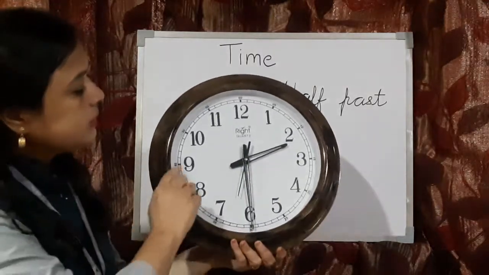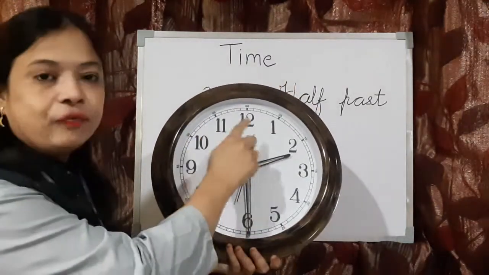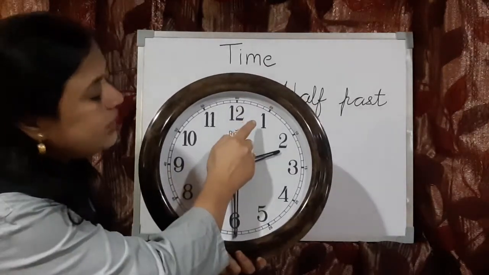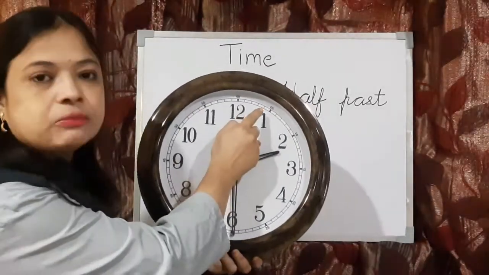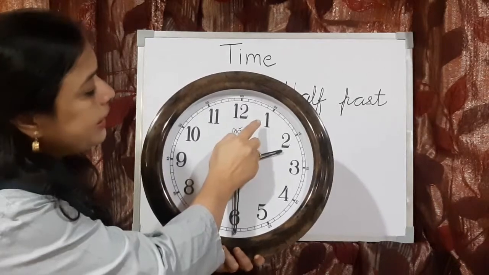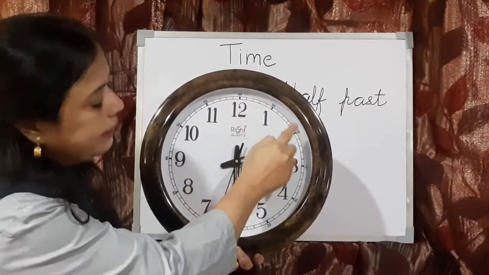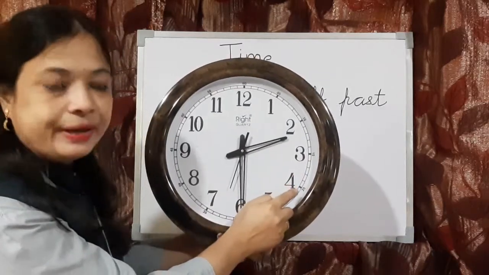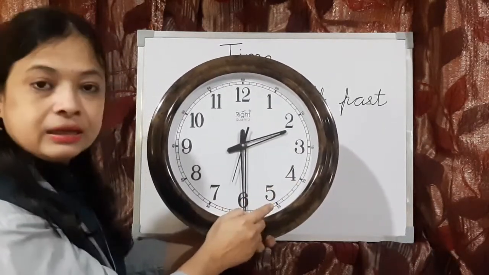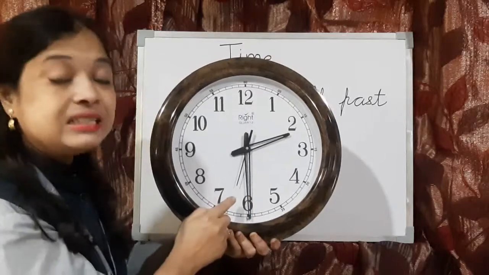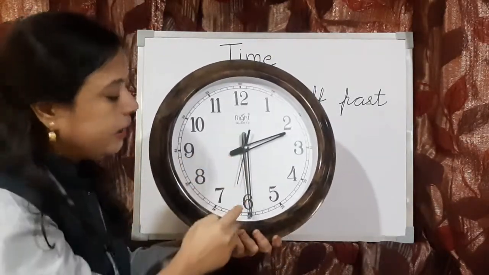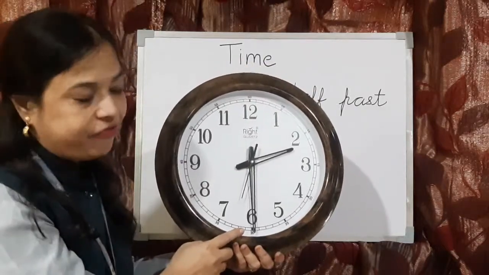Now children, see, as I had shown you, there are 12 numbers over here, and on one number it is 5 minutes. You can see the small numbers are written here. On 1 number 5 minutes, 2 number 10 minutes, 3 number is 15 minutes, 4 number is 20 minutes, 5 number 25 minutes and 6 number is 30 minutes. So when the big hand comes to 6, then it is half past.